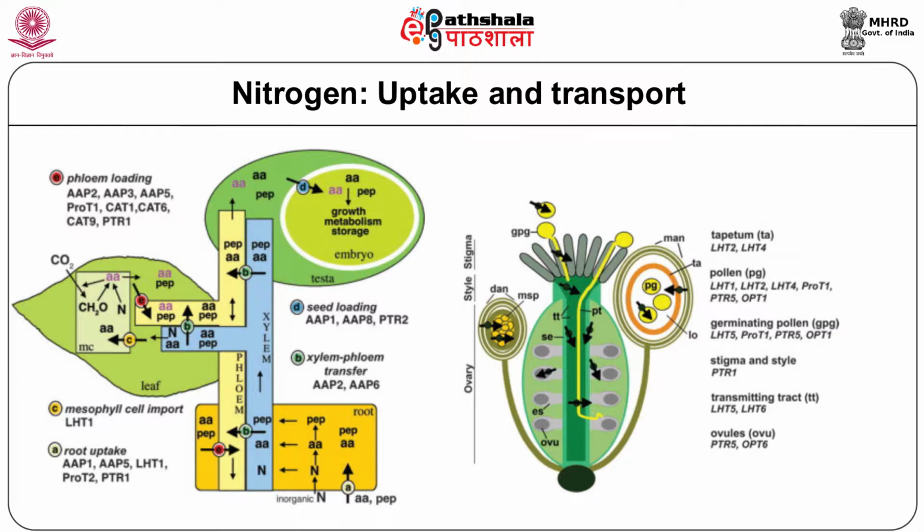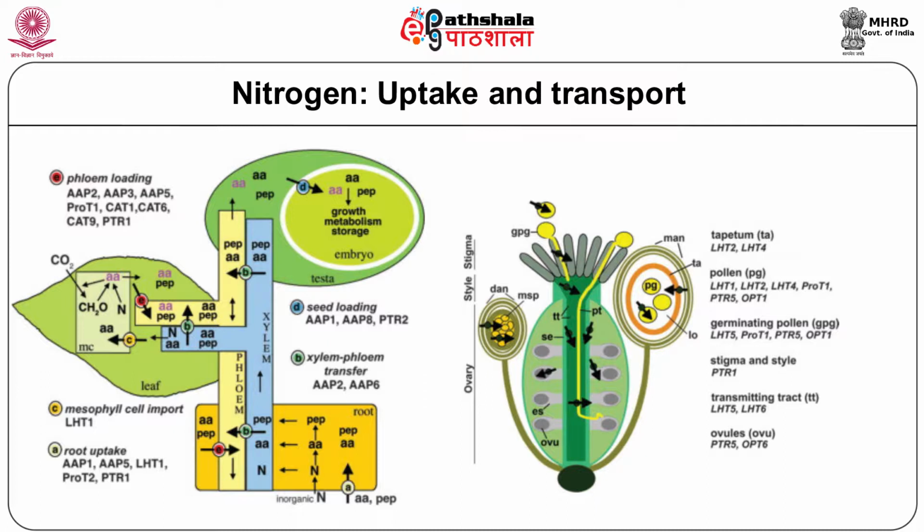Various transporters have been known to participate in root amino acid uptake, including LHT1, amino acid permease 1, amino acid permease 5 and proline transporters 2. LHT1 is mainly involved in the uptake of acidic and neutral amino acids, whereas amino acid permease 5 is involved in the uptake of basic amino acids.